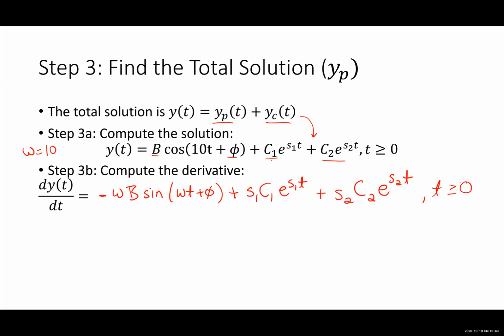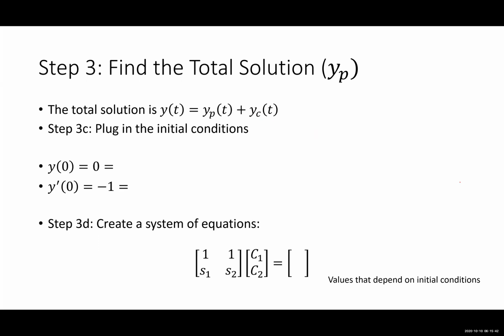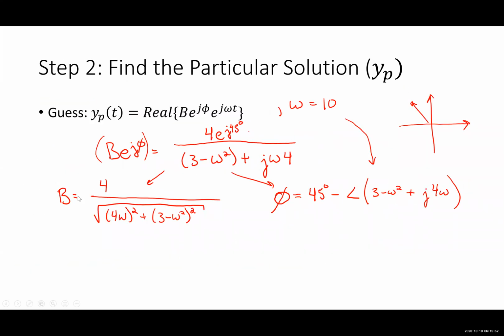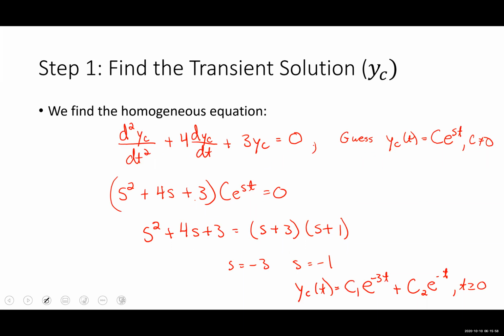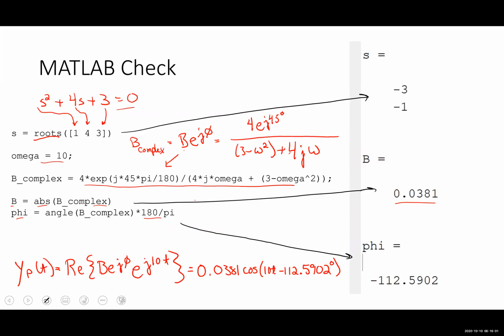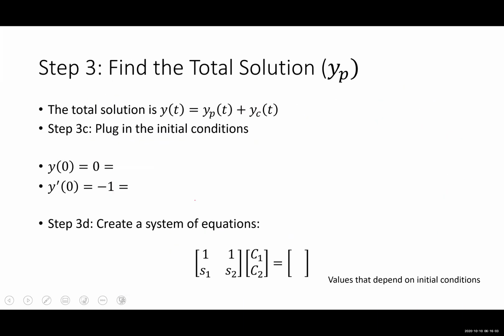Now what I got to do is plug in my initial conditions. So I have y of 0 is 0, and y prime of 0 is equal to minus 1. Let's just check. Is that what I said at the beginning? I think it is. Yes. y of 0 is 0. y prime of 0 is minus 1. So what we got to do is plug in my initial conditions.